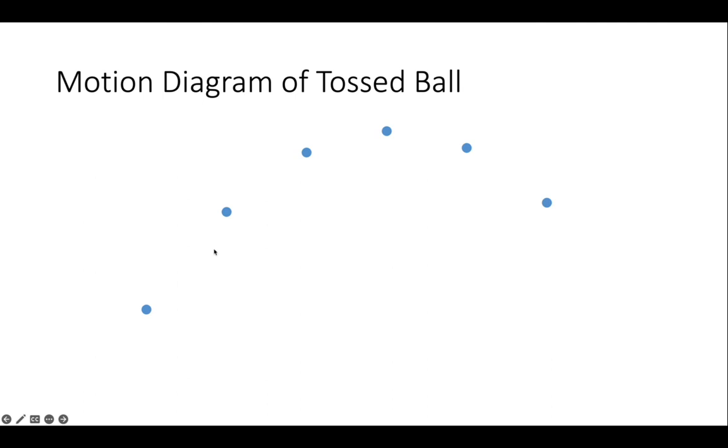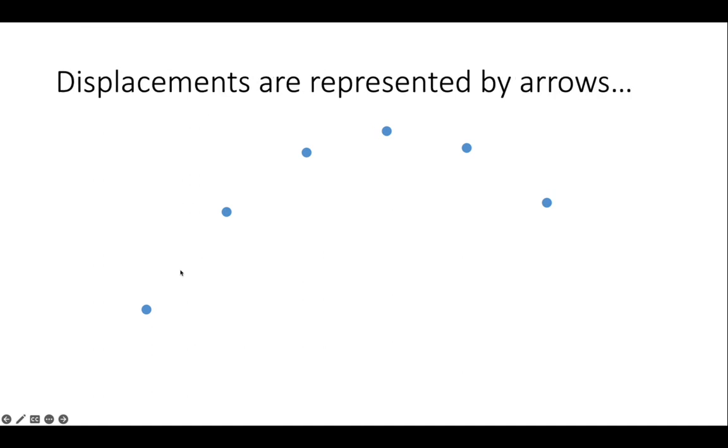So here again, I have the motion diagram for a tossed ball, and the position of the ball at specific, equally spaced moments in time are noted. And now I want to represent the displacement of the ball between each two moments in time. The way I'm going to do this is by using arrows. Displacements are going to be represented by arrows.